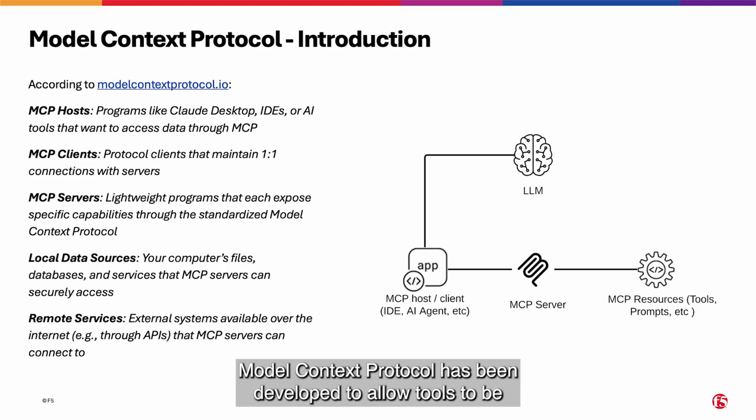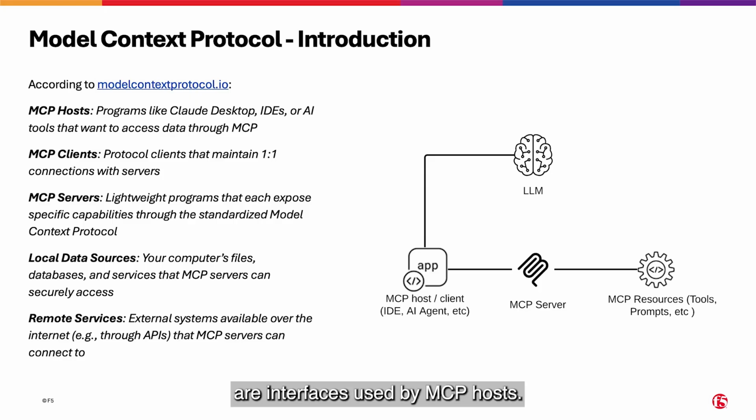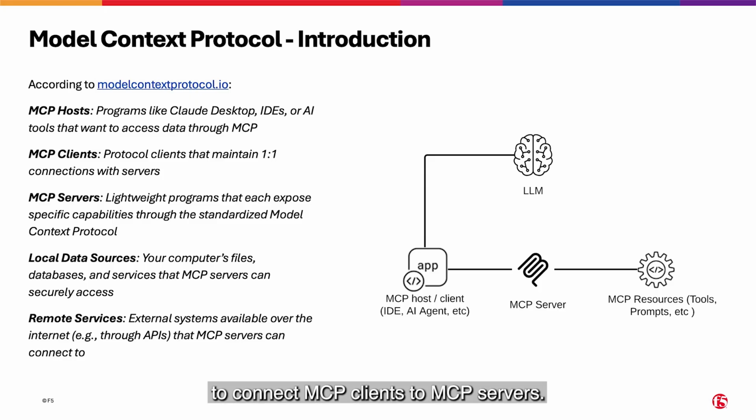Model Context Protocol has been developed to allow tools to be advertised by MCP servers and consumed by corresponding MCP clients, which are interfaces used by MCP hosts. Technically, MCP is defining the exchanges of messages over JSON RPC 2.0 to connect MCP clients to MCP servers.